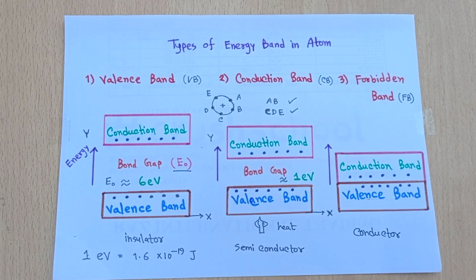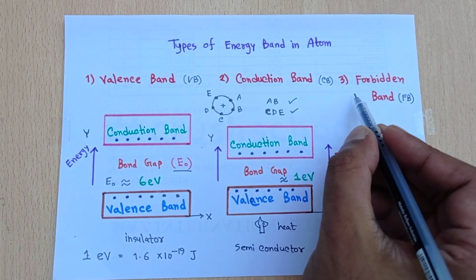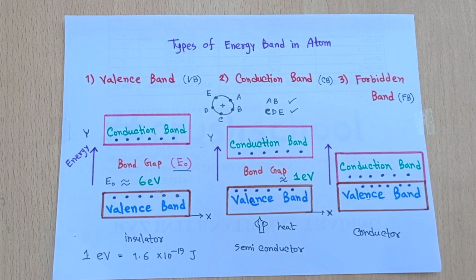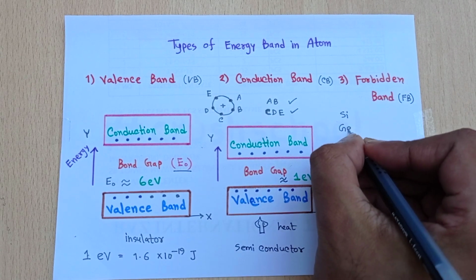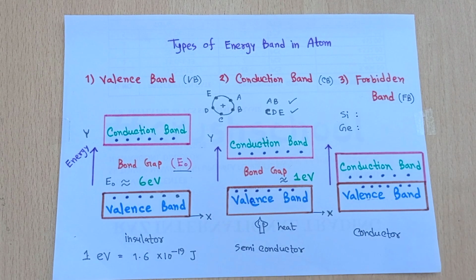So one thing that I want to share: in a semiconductor, 1 electron volt is our forbidden band amount. So for silicon, we can say that there is silicon and also there is germanium, and silicon and germanium are very good semiconductor materials which we use in our electronic devices.